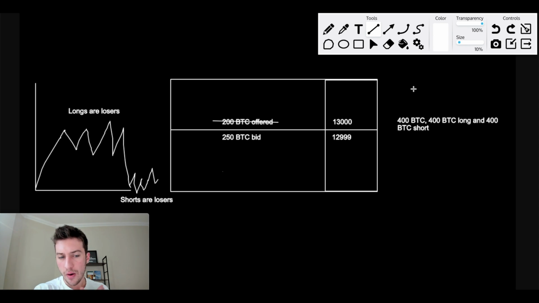So that is how I personally use open interest in conjunction to find trap traders, to locate losing longs and to locate losing shorts. Okay, I hope that this was helpful.